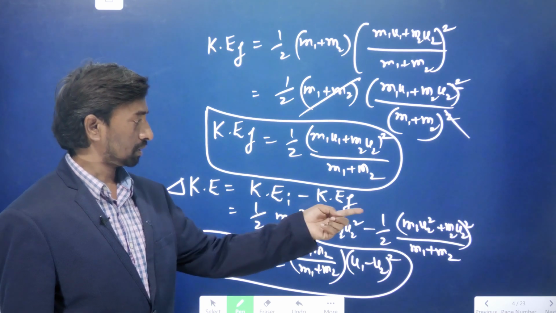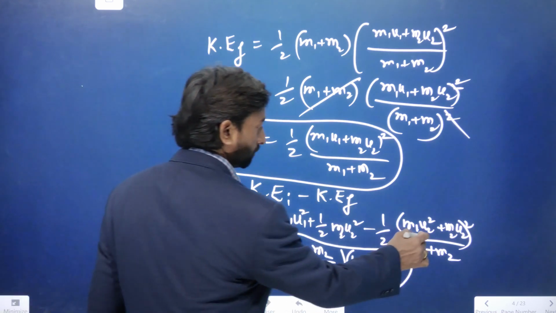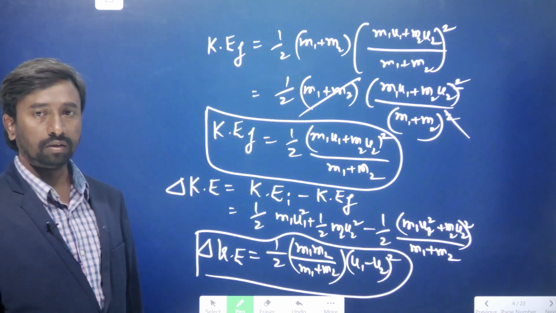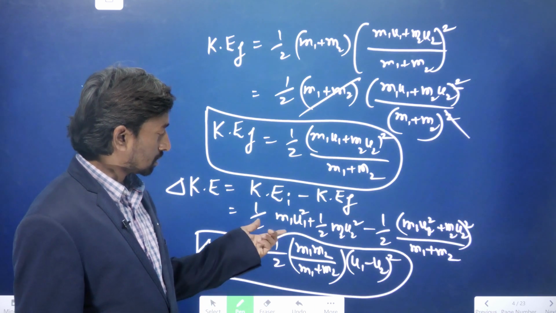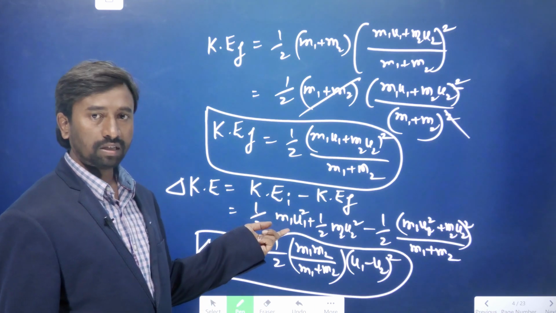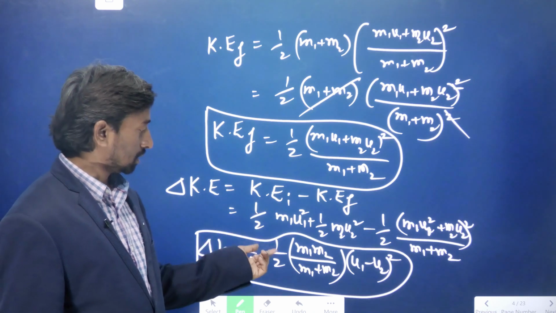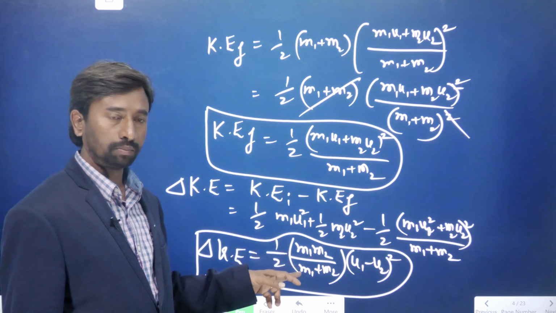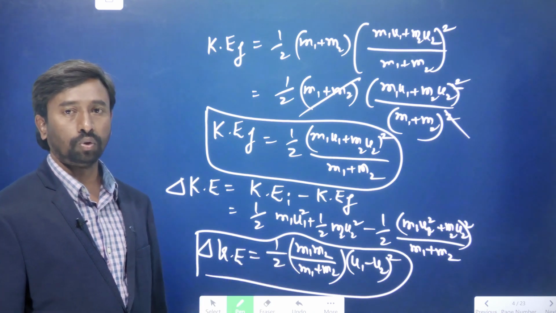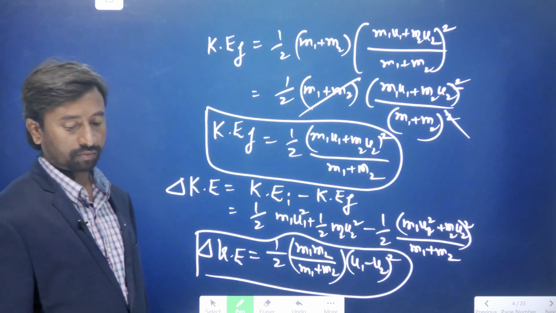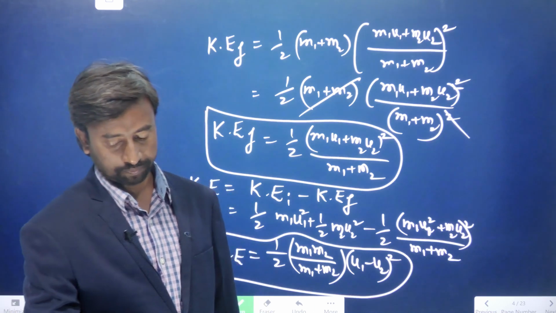m1 u1 square, m1 u1 square, these terms will be cancelled. After some terms are cancelled, this is the final equation we get, that is half into m1 m2 divided by m1 plus m2 into (u1 minus u2) whole square. Okay, that is the expression we will get. That is the loss in kinetic energy.